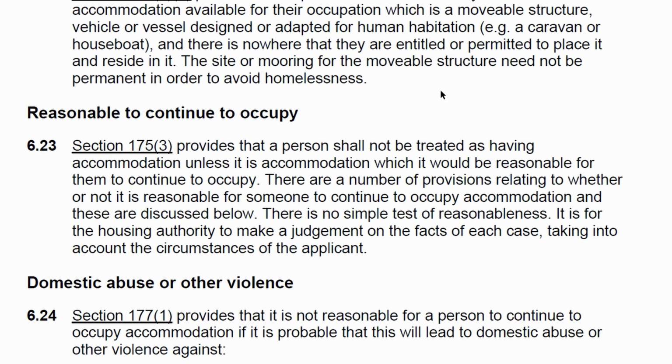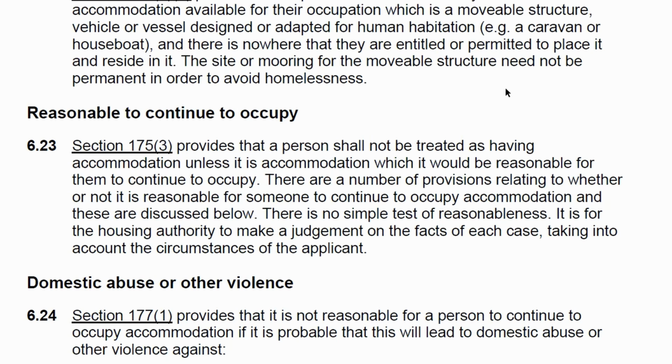Reasonable to continue to occupy. 6.23. Section 175(3) provides that a person shall not be treated as having accommodation unless it is accommodation which it would be reasonable for them to continue to occupy. There are a number of provisions relating to whether or not it's reasonable for someone to continue to occupy accommodation, and these are discussed below.